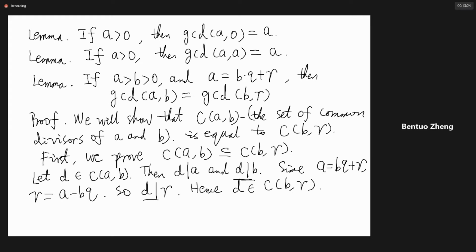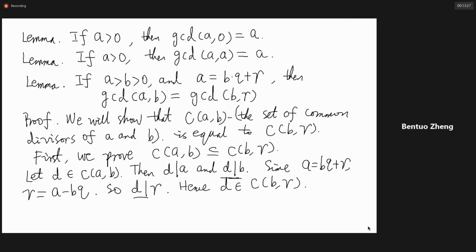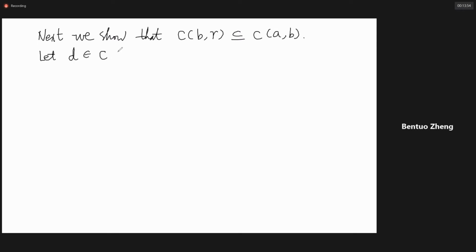So let's start a new page. Next, we show that C of BR is a subset of C of AB. To show this, we take an arbitrary element. So let D be in C of BR. Then this means D divides B and D divides R.